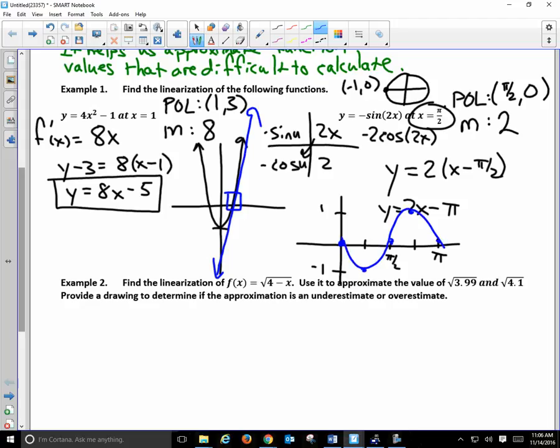Good job. And you're going to draw the graph of y equals 2x minus pi at pi over 2. You can see it's going to look like that. Now you can see that if you move to the right, the line is above. It's an overestimation. But if you move to the left, the line is below. It's an underestimation. So we have to understand the graph in order to determine if it's an overestimation or an underestimation.